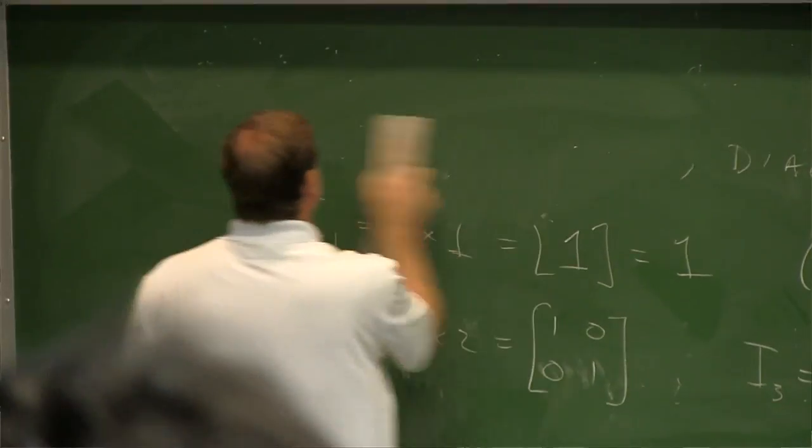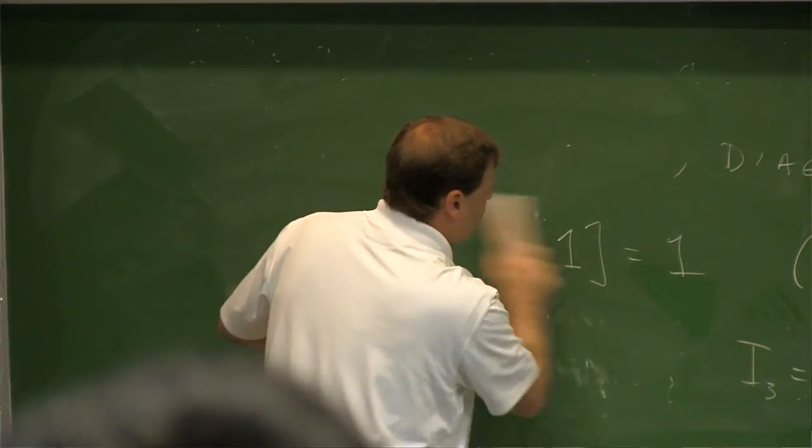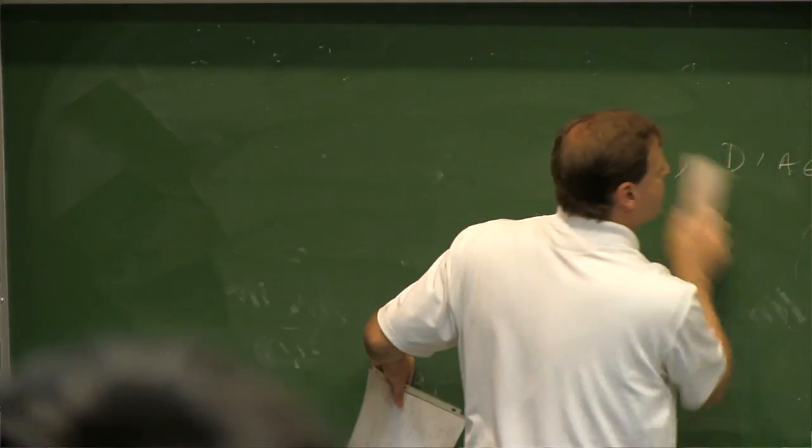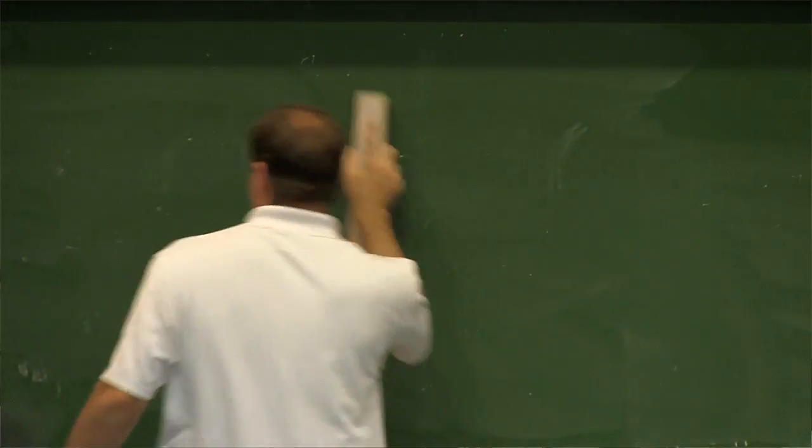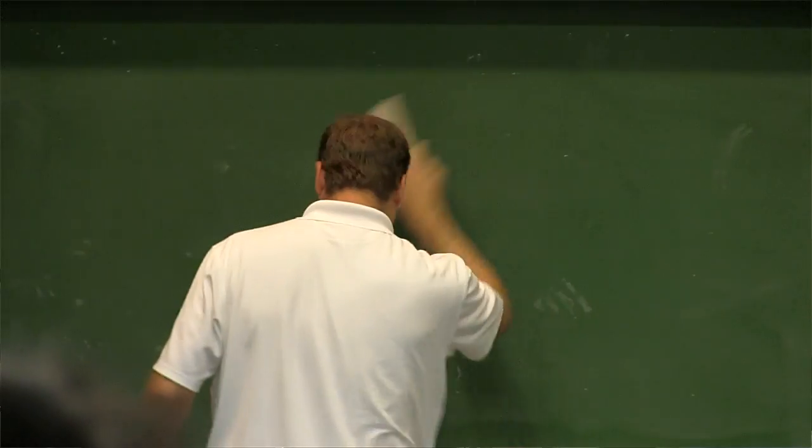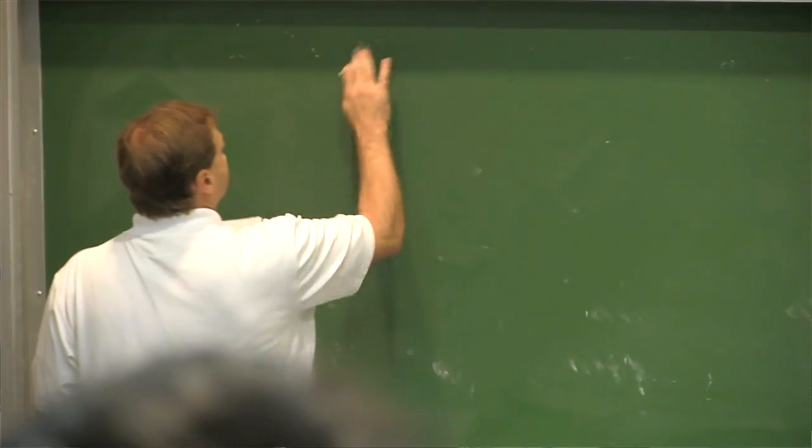Now in the matrix world, we have two kinds of multiplication. We have multiplication of matrices, and then we also have what's called scalar multiplication. We'll start with scalar multiplication, and it's also called factoring.